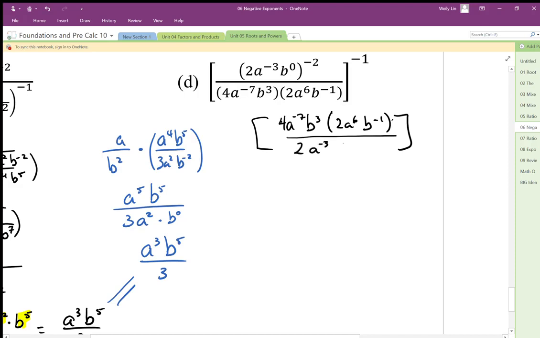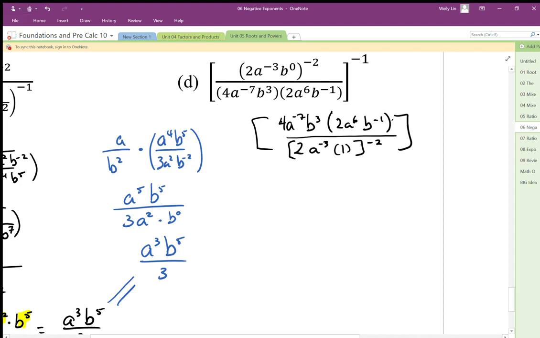B to the power 0 is just 1, and that's all to the power of -2. So I use that negative power to flip the fraction. Okay, so instead of dividing by this fraction, I'm going to multiply by the reciprocal. Okay, so what are some things I can do here?